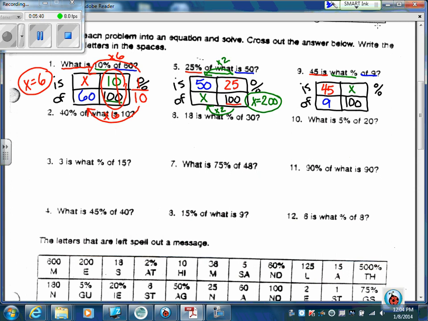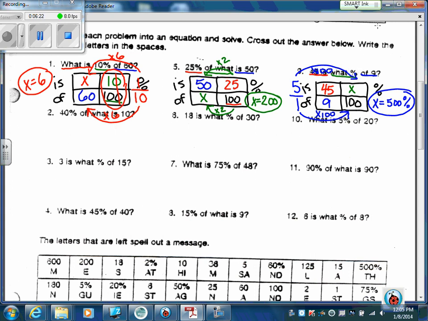Again, I'm looking, how do I jump from 9 to 100? Well, there is no nice scale factor, so I'm going to find a base. 45 and 9. 9 will go into each, which would make my base 5 to 1. Then I can jump 1 to 100 is times 100. So my scale on the top has to be times 100. 5 times 100 is 500. And because it's a percent, I want to make sure I put that percent sign. 45 is 500% of 9.